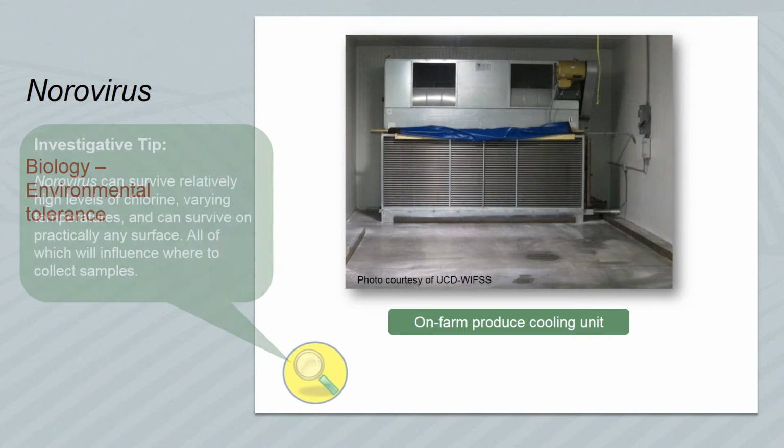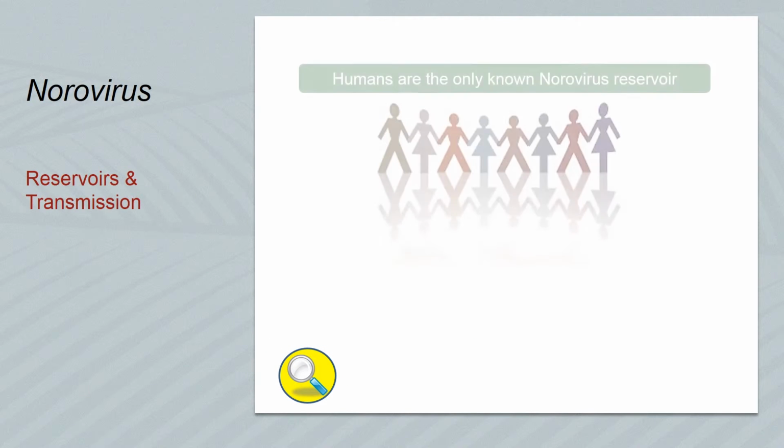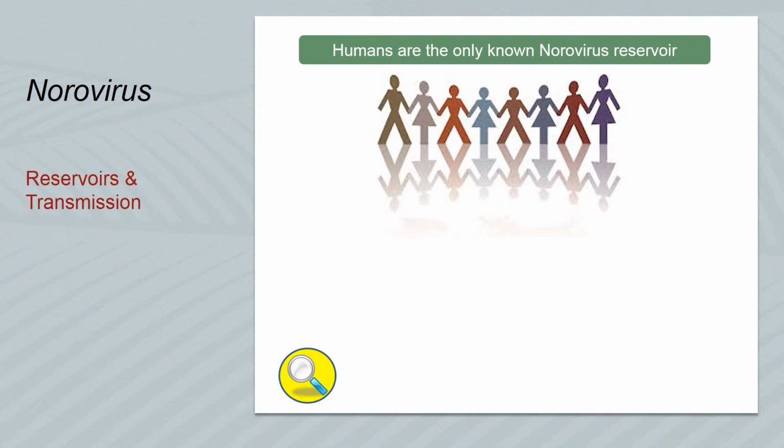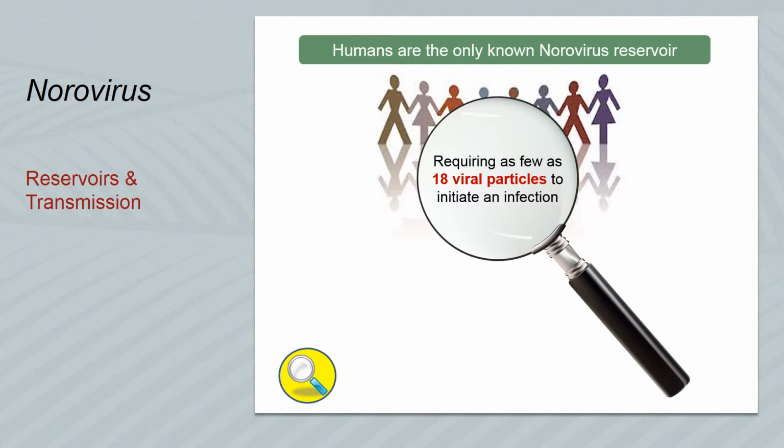Here's a tip for the investigator to keep in mind. Norovirus can survive relatively high levels of chlorine, varying temperatures, and can survive on practically any surface. All of this will influence where you will want to collect samples. A very important thing to recognize is that humans are the only known reservoir for norovirus. This pathogen is extremely contagious, requiring as few as 18 viral particles to initiate an infection.